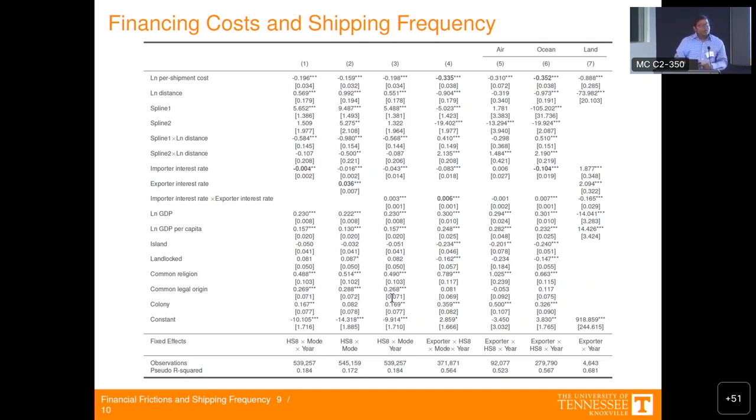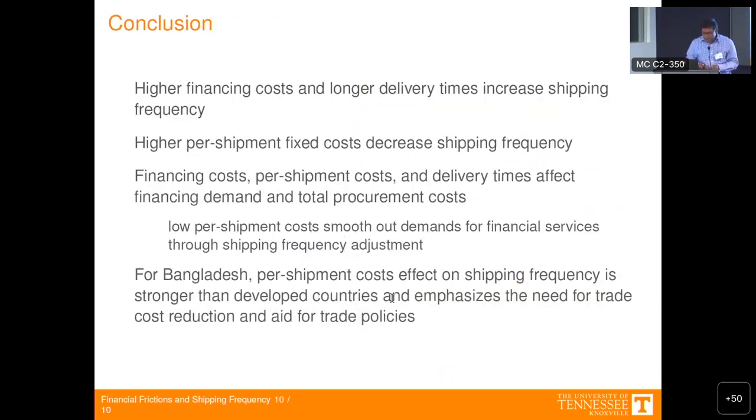I also do a bunch of other analyses, robustness or transport mode based, so air, ocean, and land. Everywhere I see this consistent negative effect of per shipment fixed cost. And let me remind you, in Bangladesh, those kinds of per shipment fixed costs are very high compared to developed countries. And also in Bangladesh, the interest rate is high. So working capital borrowing is very difficult.